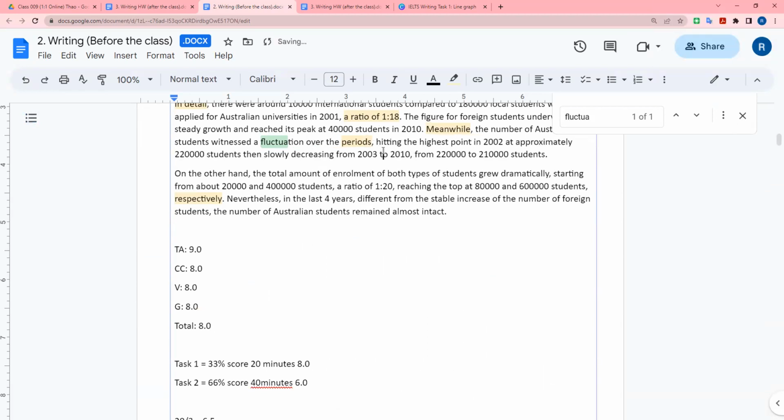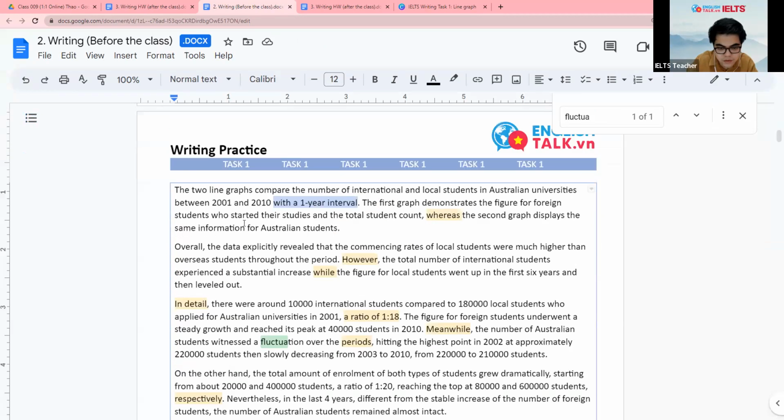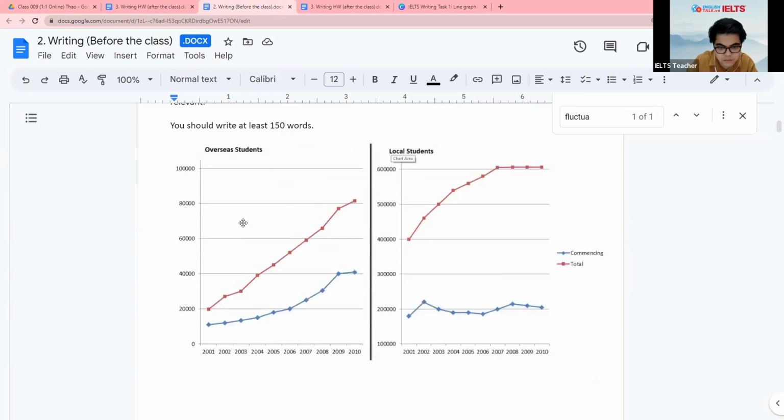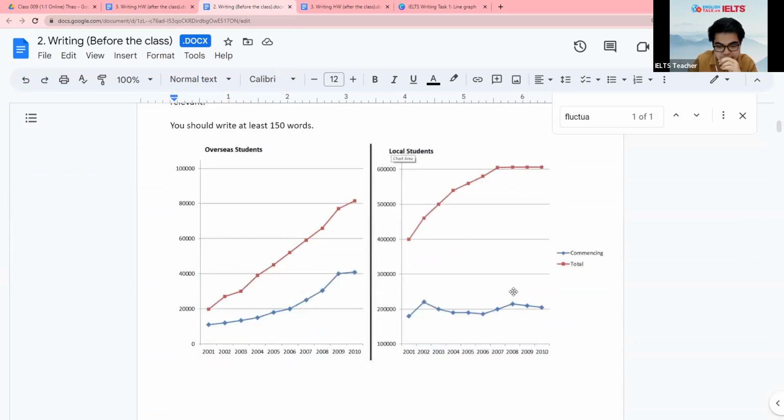So the fluctuation is okay. Let me just double check. Meanwhile, the number of Australian students over the periods. Australian. Yes, it is okay. There was a lot of change, unchanged, decline, increase. You see here, up, down, unchanged, down, up, down. So it's totally correct, fluctuation.